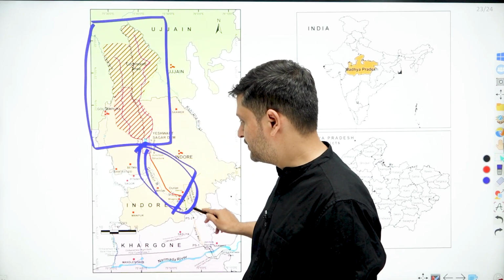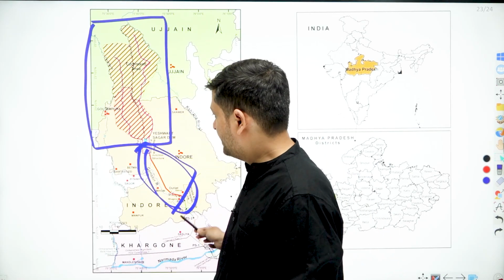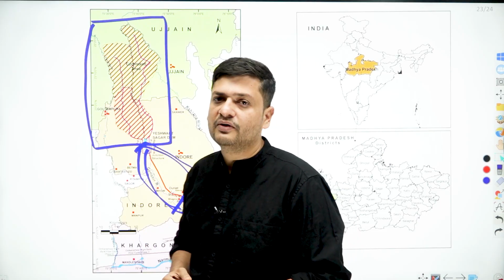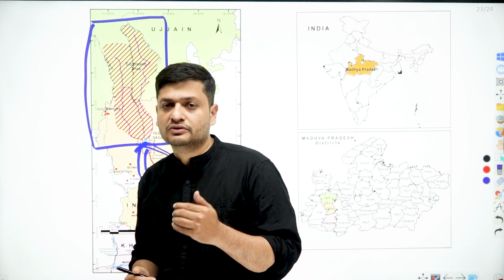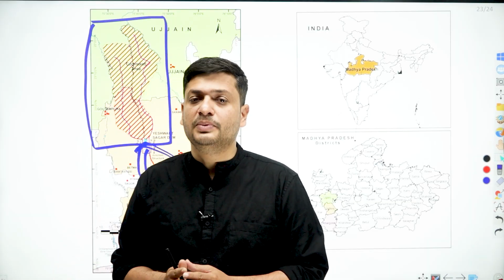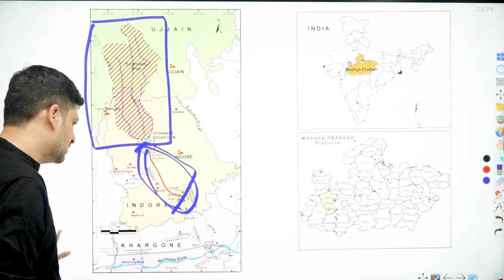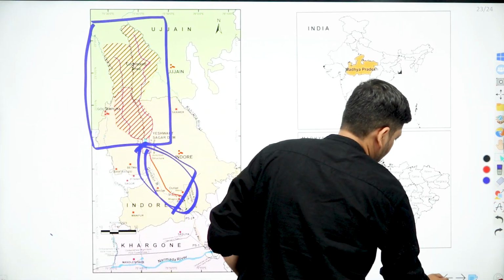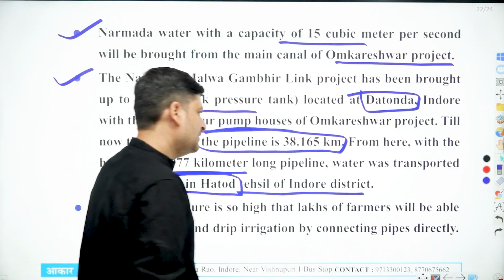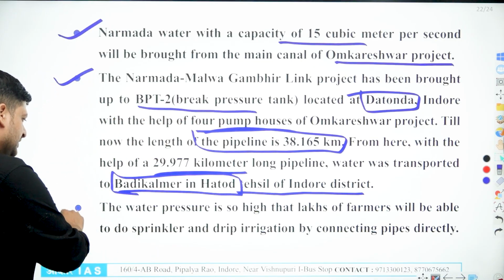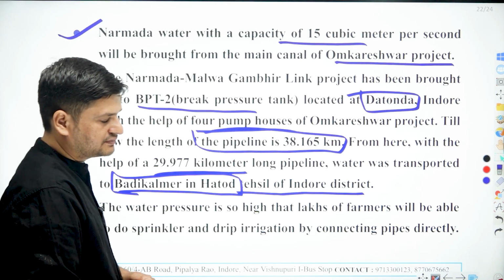And how the water has been lifted from the Omkareshwar project and transferred with the help of the pipeline. First it has been transferred to one pumping station, then with the help of pump to Datoda. So in this way, the water has been transferred to Badi Kalmer.